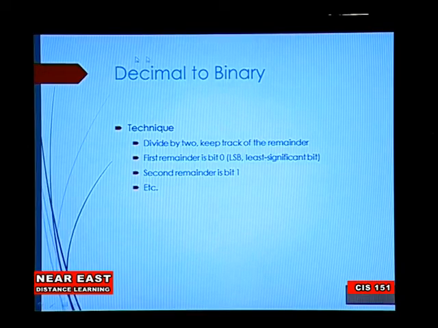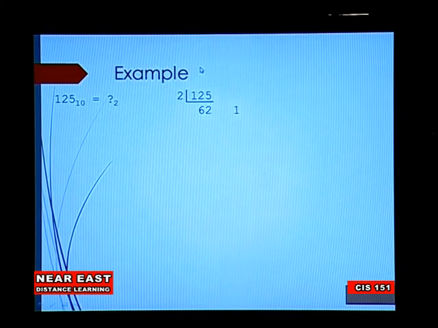So now I will show you exactly how this technique works when we convert from decimal to binary. Example here, we have 125 in decimal. We're going to convert it to binary. We divide this number by the base 2. So 125 divided by 2 is 62, and the remainder is 1, as we see here.